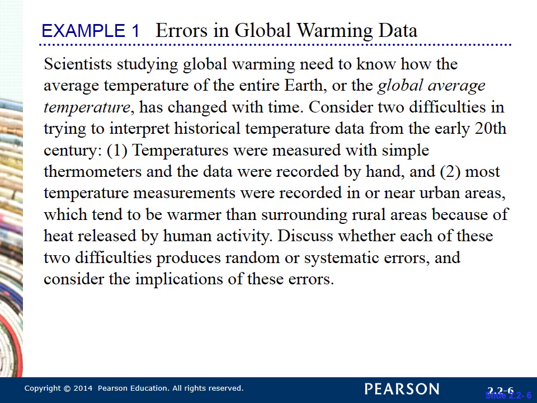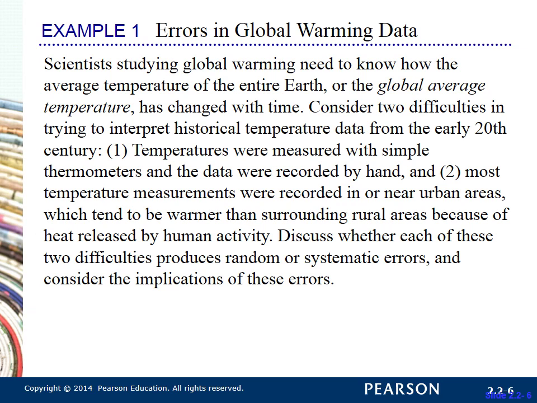All right, let's talk about global warming data. They've been talking about this for quite a while because they want to know how much the average temperature on the entire Earth has been changing over time. That's called your global average temperature. Now, there are two difficulties you can run into trying to interpret historical temperature data. If you've ever thought about it, they didn't even start taking temperatures for a long, long time. The thermometer didn't exist. So when they first started, they used very simple measuring instruments, and they were recorded by hand.